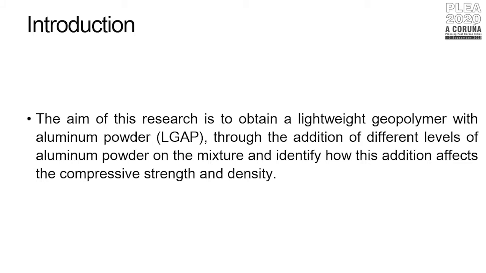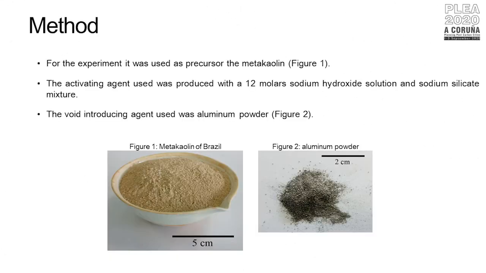The objective of this research is to obtain a lightweight geopolymer with aluminum powder through the addition of different levels of aluminum powder to the mixture and identify how this addition affects the compressive strength and density. For the experiment, metakaolin was used as precursor. The activating agent used was produced with a 12 molar sodium hydroxide solution and sodium silicate mixture. The void introducing agent used was aluminum powder.